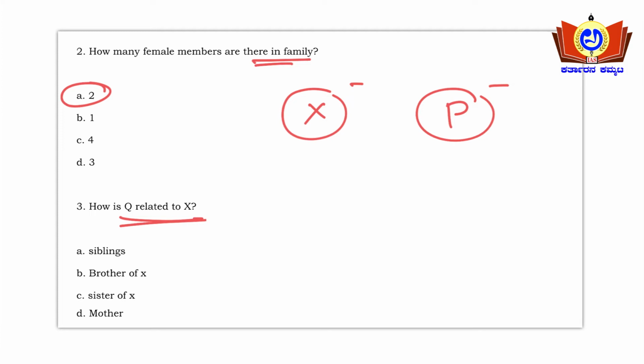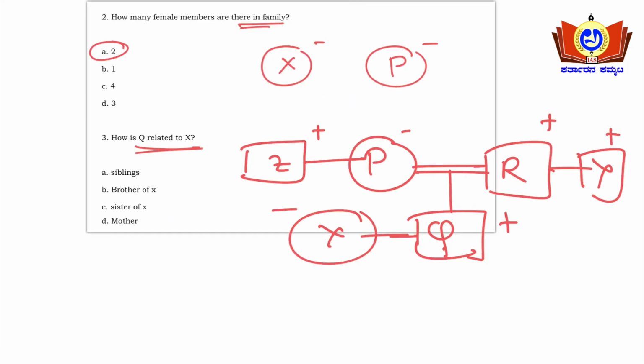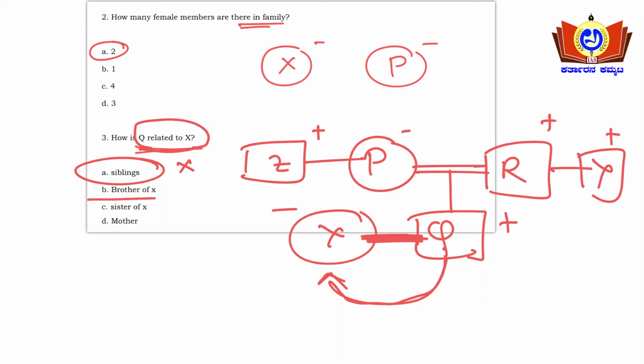So how is Q related to X here? Q is related to X means they are siblings here. But if at all you mark the siblings option, it will be wrong, my dear friends. How is Q related to X? Q is the brother of X. This is the most probable option, so hence you need to mark brother here. Option B is the right answer here.